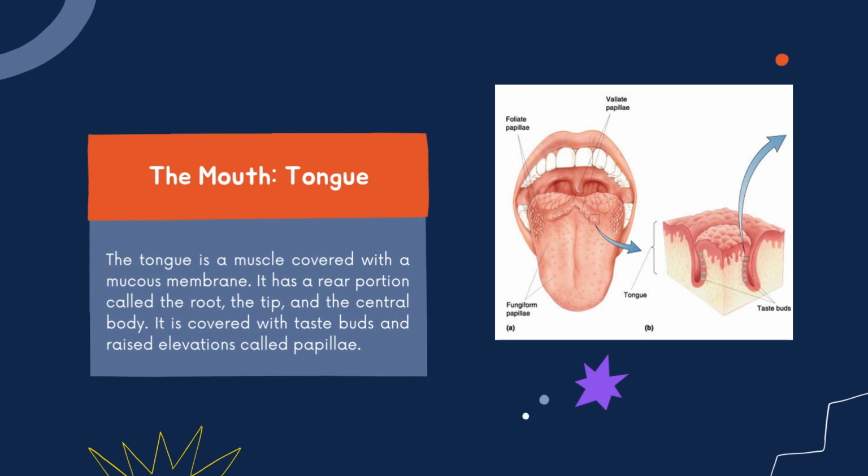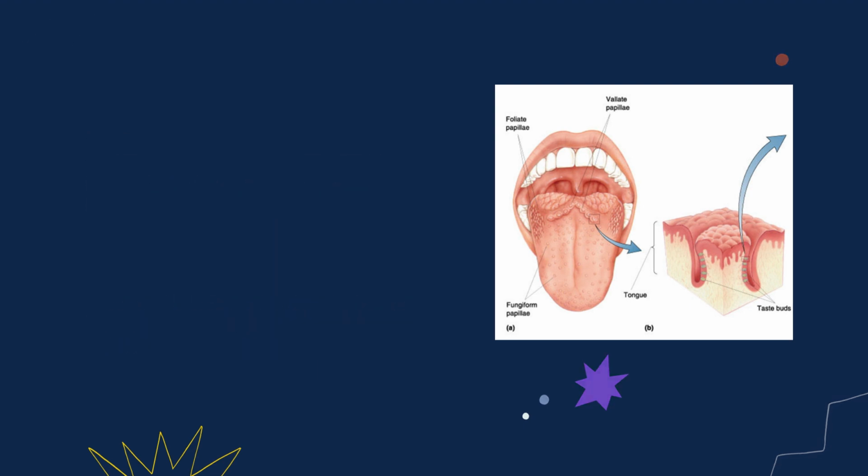Second is the tongue, which is a muscle covered with a mucous membrane. It has a rear portion called the root, the tip, and the central body. It is covered with taste buds and raised elevations called papillae.